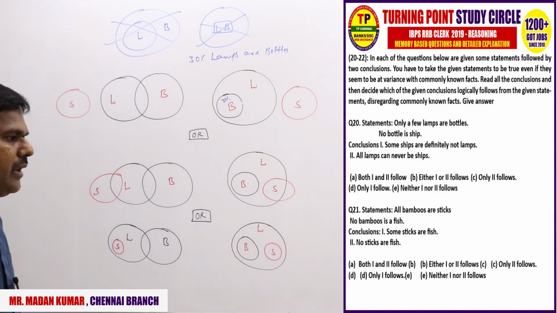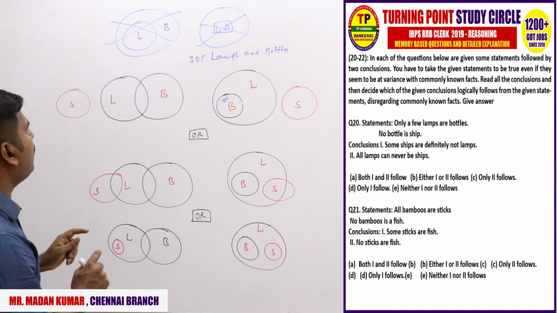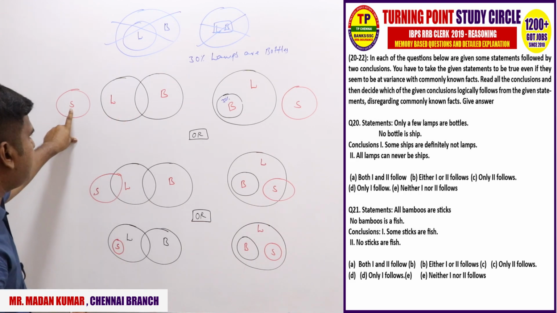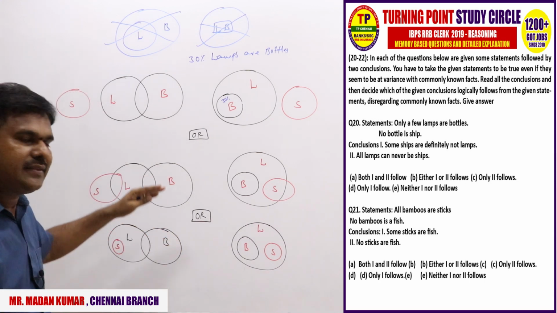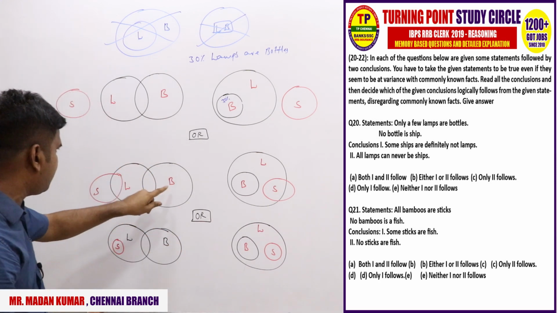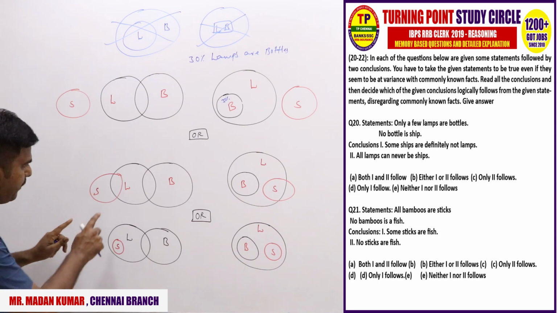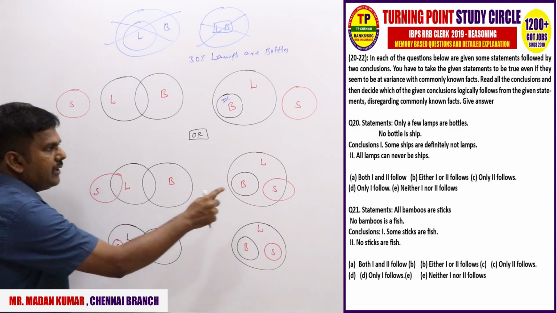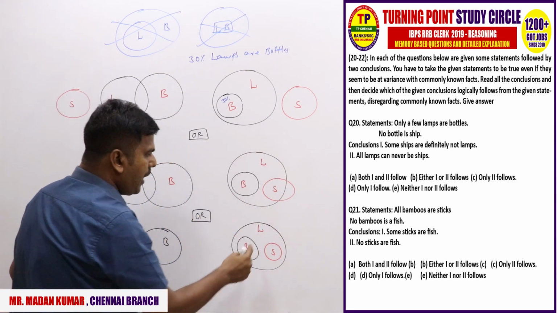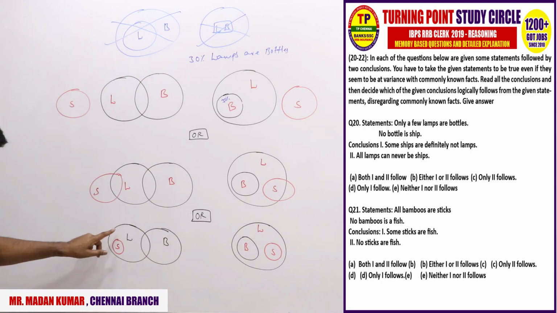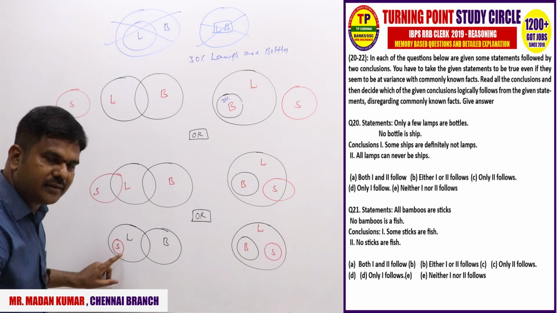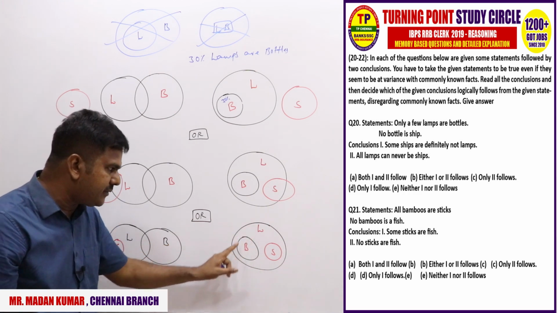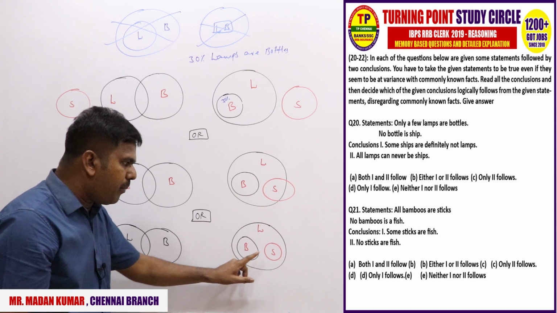Now what is the next one being given? No bottle is ship. I just mentioned ship separately here, and here also separately. So we do have other options. See what the other options are if you consider this. No bottle is ship, so ship can be a part of a lamp. Here also ship can be a part of lamp. And one more option you can take: no bottle is ship, ship can be inside a lamp, a total circle, and here also ship can be inside lamp and it is no bottle is ship.